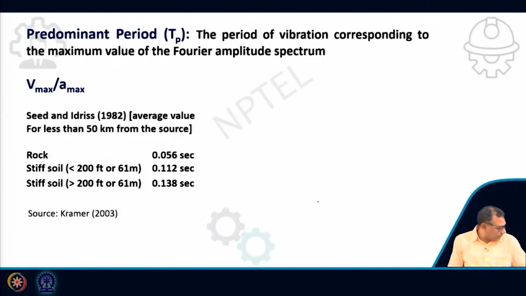Now I will discuss a few other parameters, that is, the frequency content parameters. The first one is the predominant period, Tp: the period of vibration corresponding to the maximum value of the Fourier amplitude spectra.